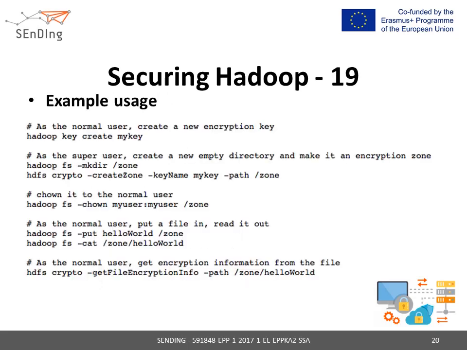This is a typical example to create an encryption zone using the commands mentioned previously. Log in as the super user and create an encryption zone, which involves creating a new directory first and then making it an encryption zone, with the help of the create zone command option. You can check that the new encryption zone has been created with the list zones option. Finally, as the super user again, change the ownership of the zone to that of a normal user. As a normal user, encryption information from the Hello World file can be retrieved.